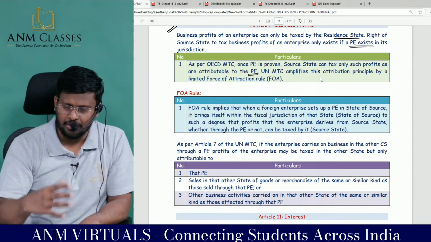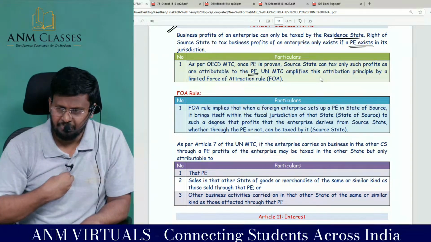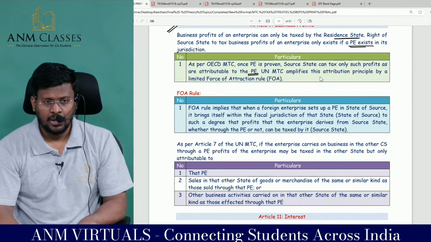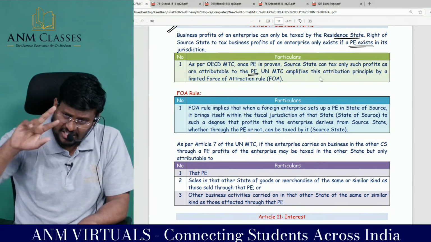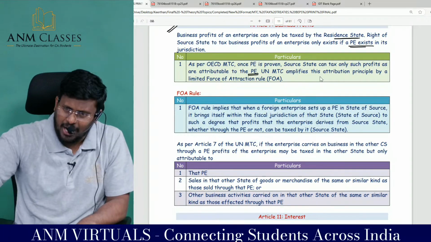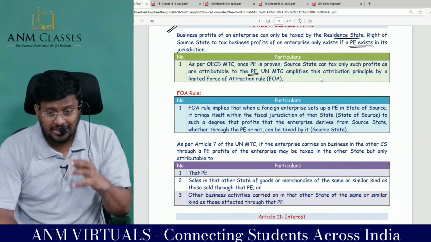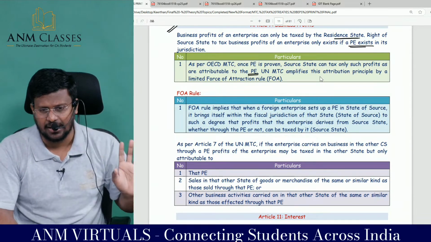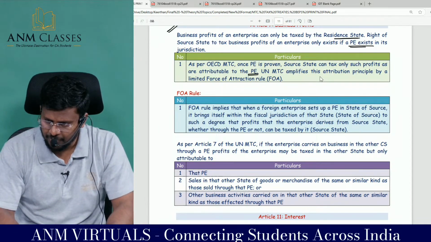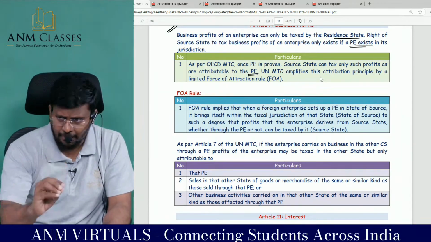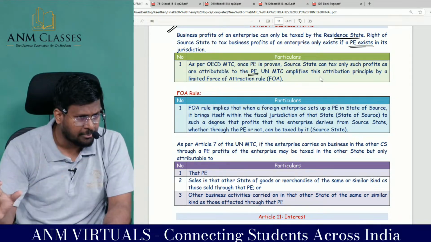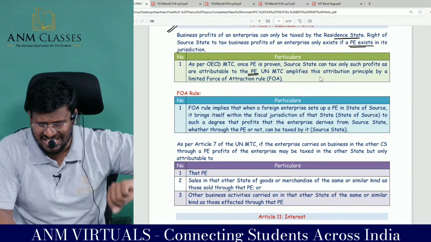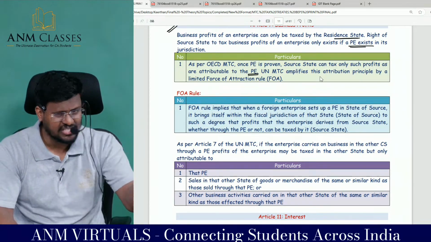Why? For example, my name is A&M. I am starting A&M classes in Dubai. Whatever income I earn from that business in Dubai will not be taxed in Dubai, it will be taxed in India. The logic is that the person is the reason why the business is standing. Because of A&M, that tag, that name, the business is standing. So that person belongs to which resident country? If he is not there, the business is not there.